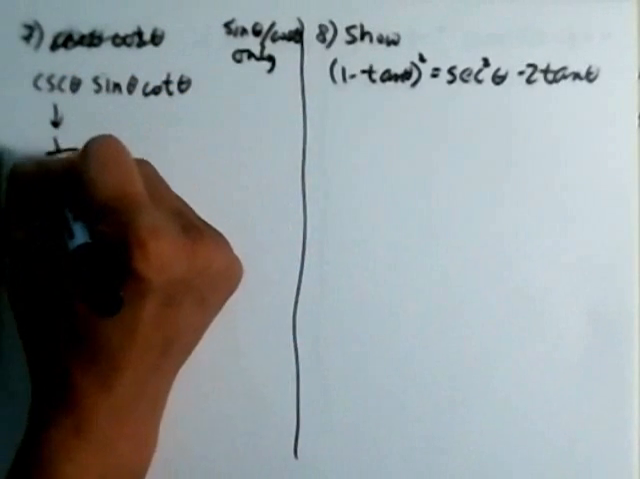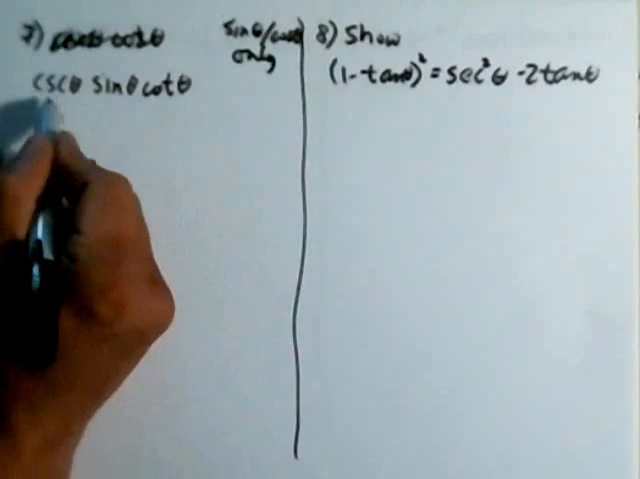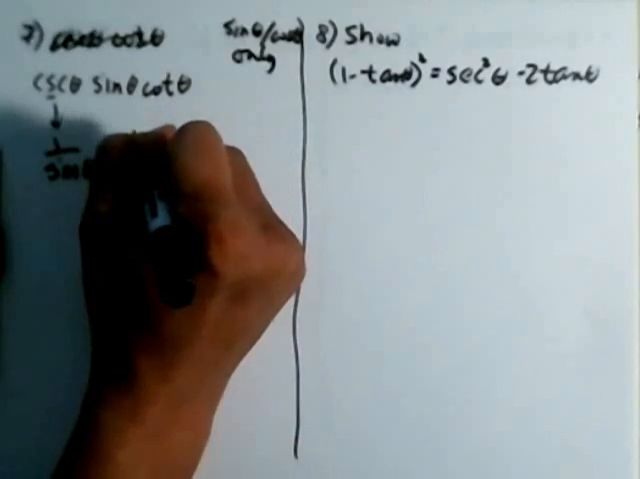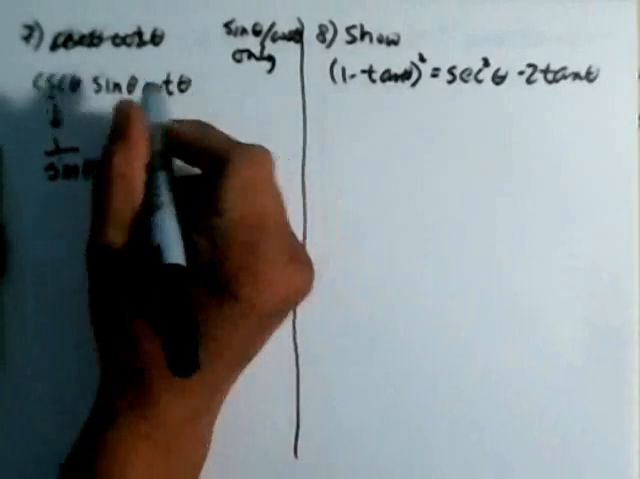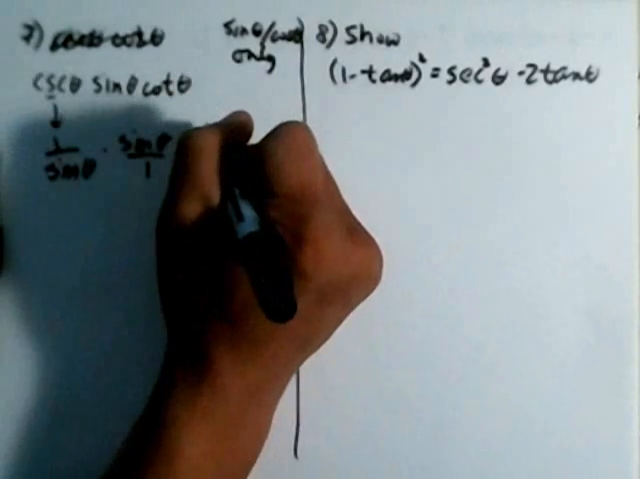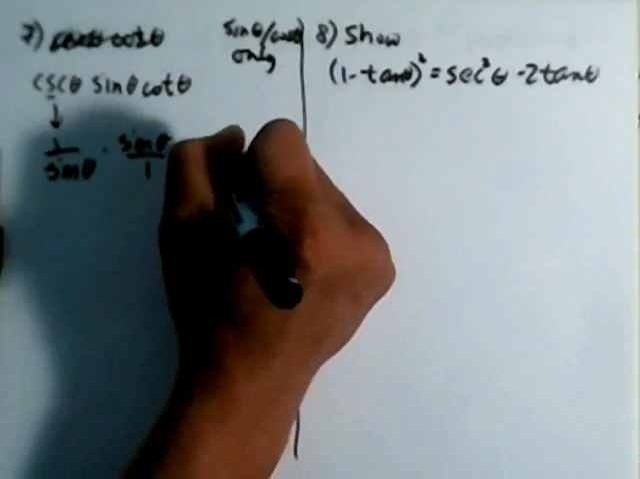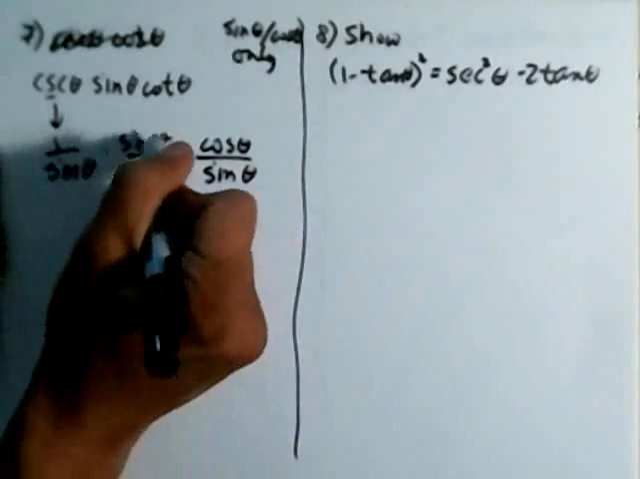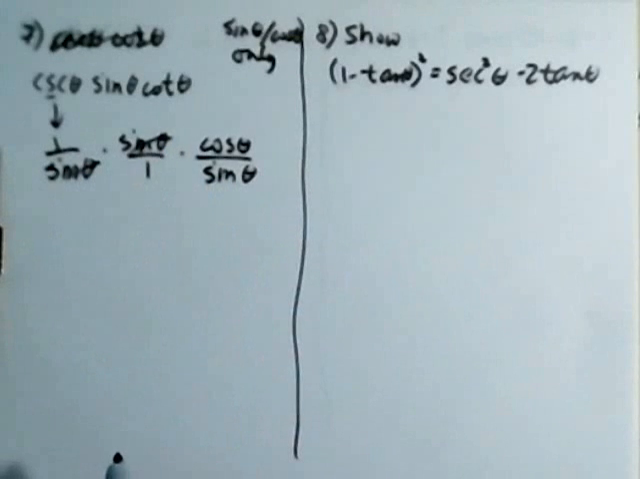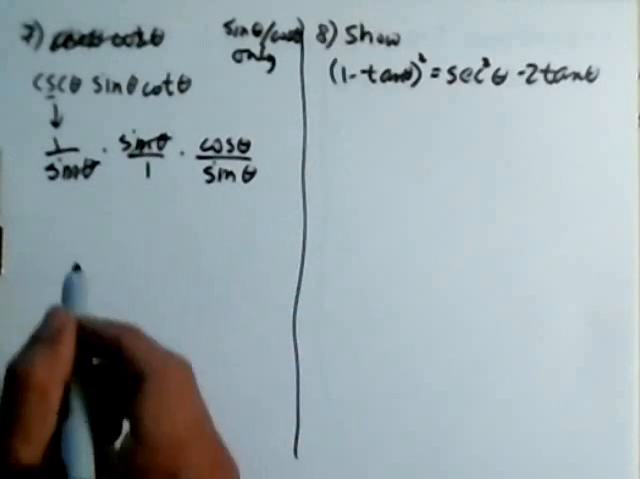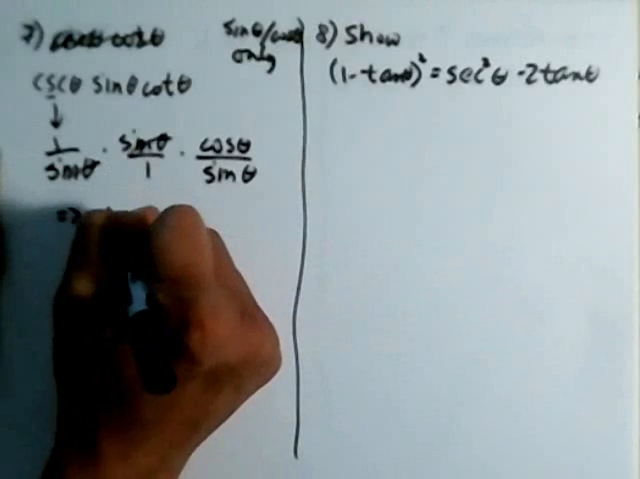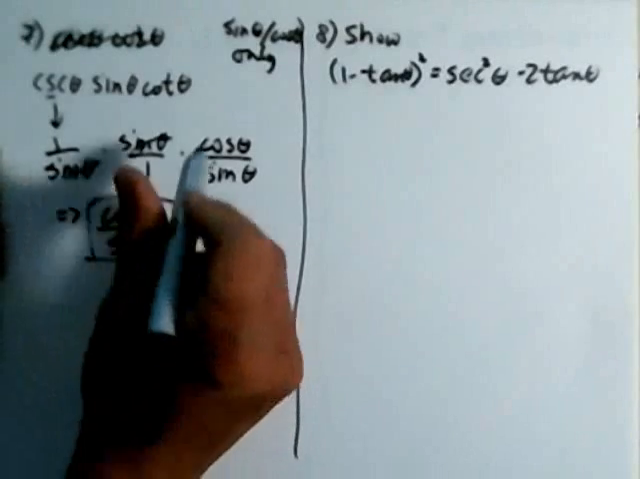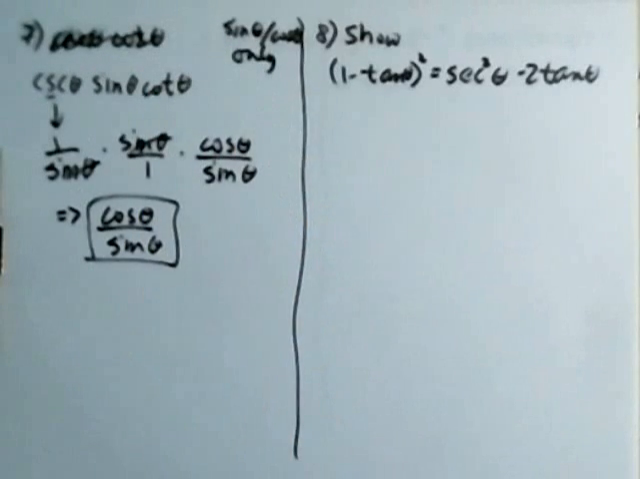Cosecant is 1 over sine of theta. The s in the middle should tell you that it's the reciprocal of sine, times sine of theta over 1. That's the same thing as sine of theta. Cotangent is the reciprocal of the tangent, so it's going to be cosine of theta over the sine of theta. One of these is going to cancel out. So you are going to end up with just cosine of theta over sine of theta. It says write in terms of sines and cosines only, and there it is.